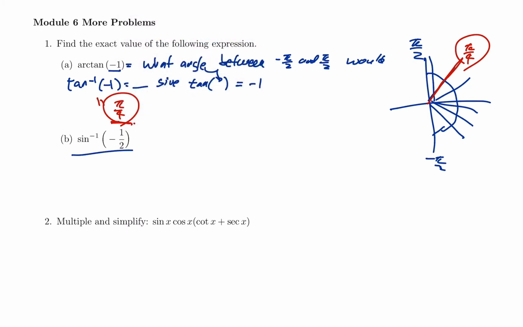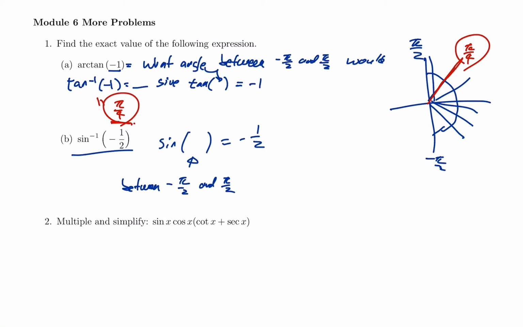Second one, sine inverse of negative half. This is asking what angle between negative pi over 2 and positive pi over 2 will give us sine of that angle equal to negative half. Again, this angle must be between negative pi over 2 and positive pi over 2. So for sine inverse and for tangent inverse, we look at negative pi over 2 to positive pi over 2. For cosine inverse, we look at 0 to pi. So know the distinction, as I talked about in the main concept module 6 video.